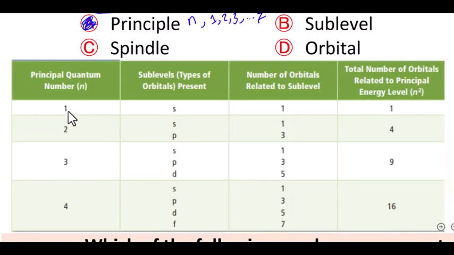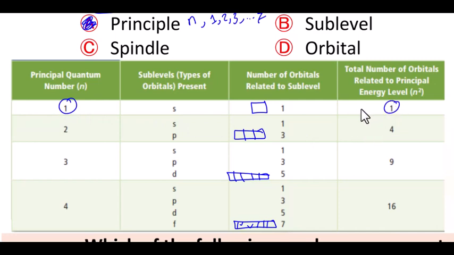Principal quantum number takes the value 1, 2, 3, 4. It can't be negative and it can't be a fraction. Sublevel, or the secondary quantum number, takes the value s, p, d, f. Number of orbitals: s has 1 orbital, p has 3 orbitals, d has 5 orbitals, f has 7 orbitals.